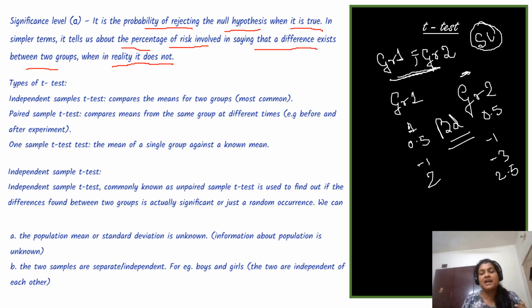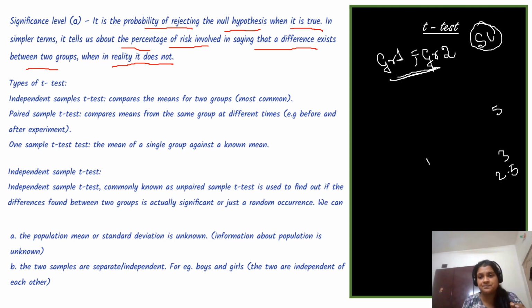There are certain values of bone density. So here we are comparing between two groups. So this is the independent sample t-test. Now there is a paired sample t-test. Here what happens? It compares means from the same groups at different times.